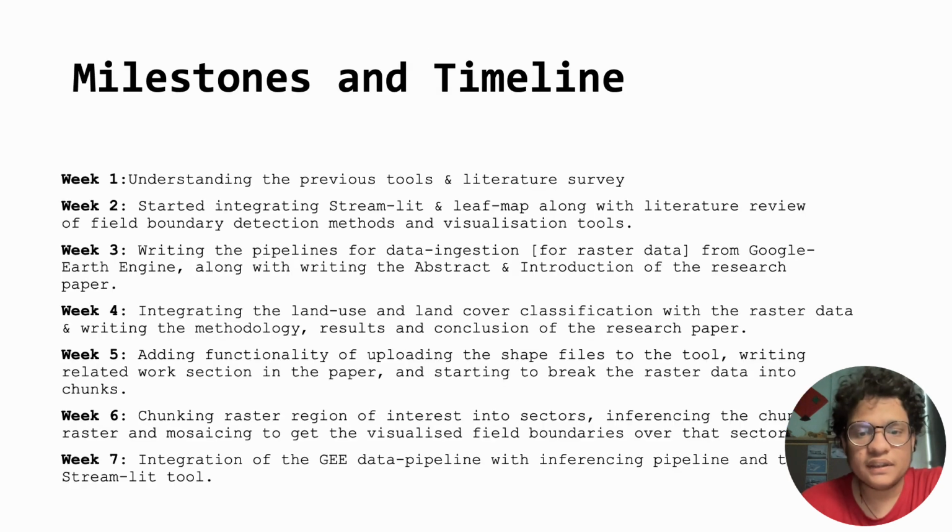These are the basic milestones which we have achieved, like the literature review in week one. Then we explored Streamlit and the map integration part. Then I was writing the paper while they were doing the data ingestion part and so on. Then we went into land use and land cover classification. Further, we added some functionalities in R2, which you'll see later. Then we did the inferencing part, chunking our data, mosaicing it, then integrating the whole pipeline.